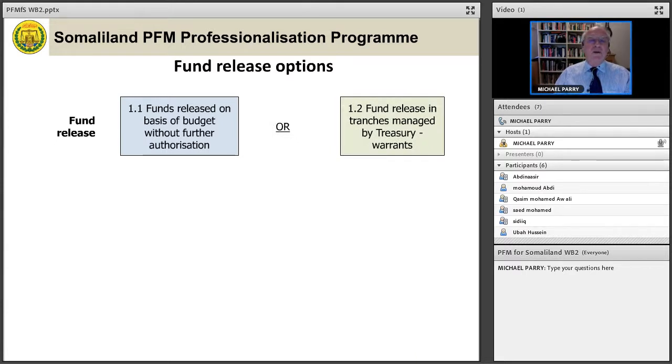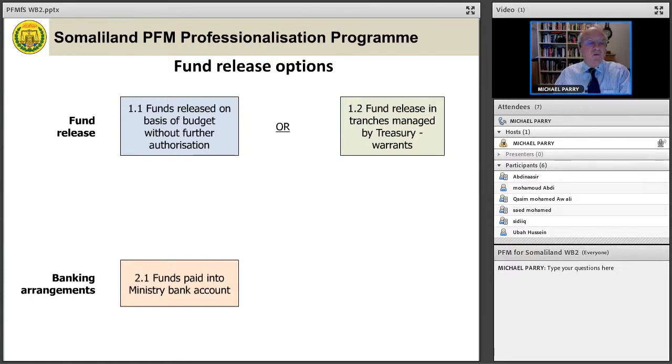And most operate under the second option, 1.2. Funds are released in tranches, what is known in many countries, including Somaliland, as warrants. And that can be combined with the banking arrangements. Now, this takes us beyond fund release, and we'll come back to talking about banking arrangements. But I think it is good to link these different fund release options with different banking options.